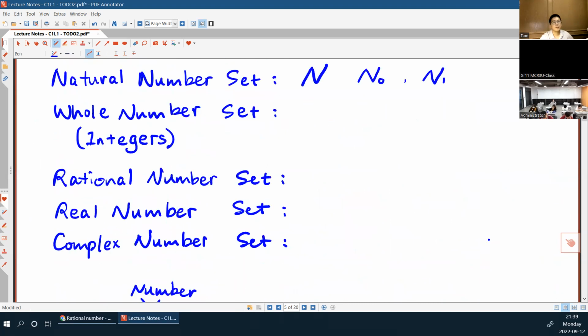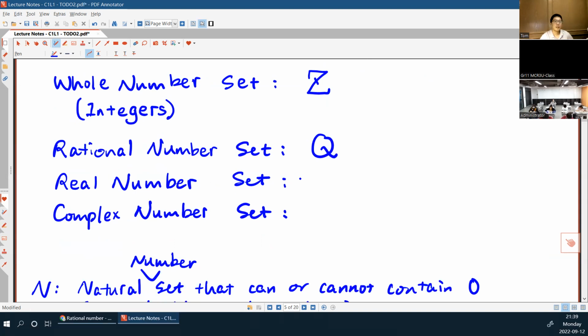All right, next, a little larger number set is called the whole number set. Usually we'll use the letter Z to denote the whole number set. Okay. And the rational number set is usually denoted by Q. So what is a rational number? Okay, I'll explain this a little bit to you. The real number set is usually denoted by R, and the complex number set is usually denoted by C.